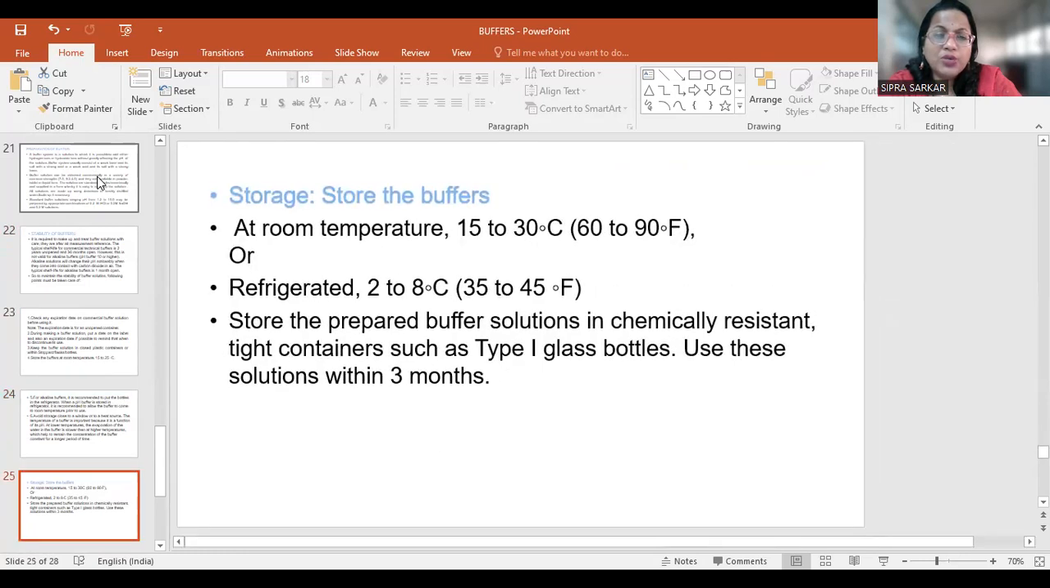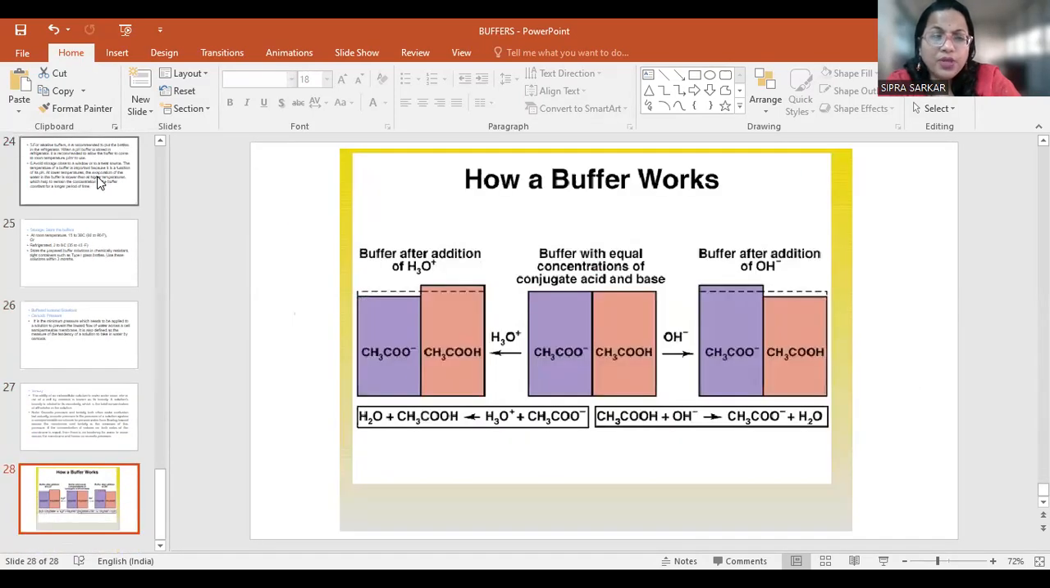Now I am ending the topic here. Okay. There are some tonicity-related problems that we will discuss in later classes.